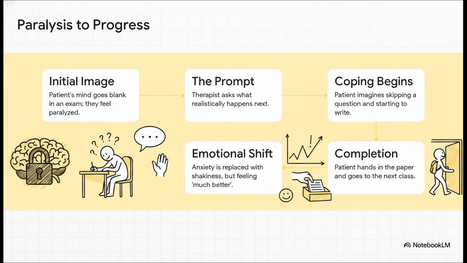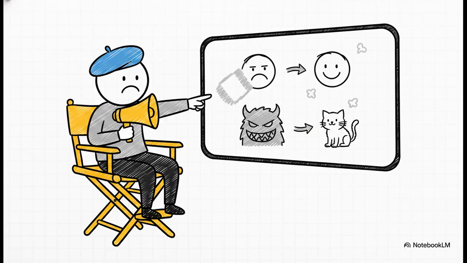She says, well, I'd probably skip to a question I know and just start writing. See? Coping begins, and we follow it all the way to the end. I hand in the paper and go to my next class. The shift in emotion is huge. She goes from feeling really, really anxious to shaky, but much better. That's progress. All right, technique number 2 is all about empowerment.